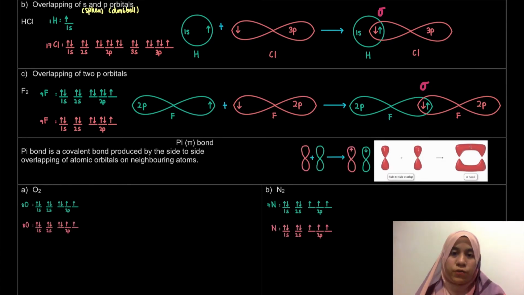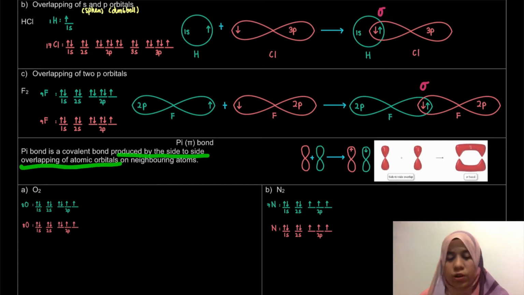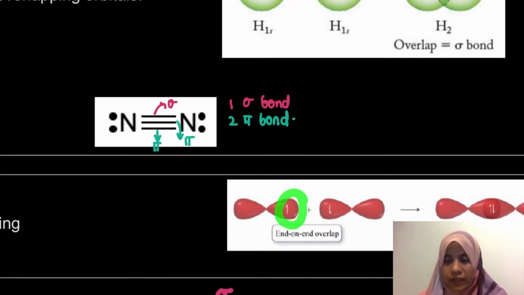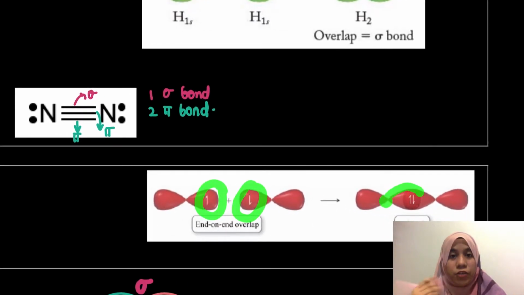So now let's look at the case of the pi bond. For a pi bond, it's actually a covalent bond, still a covalent bond, which is produced by the side-to-side overlapping of atomic orbitals. If it is end to end, this is actually our sigma bond. So this one is straightforward, and it's easy to draw.